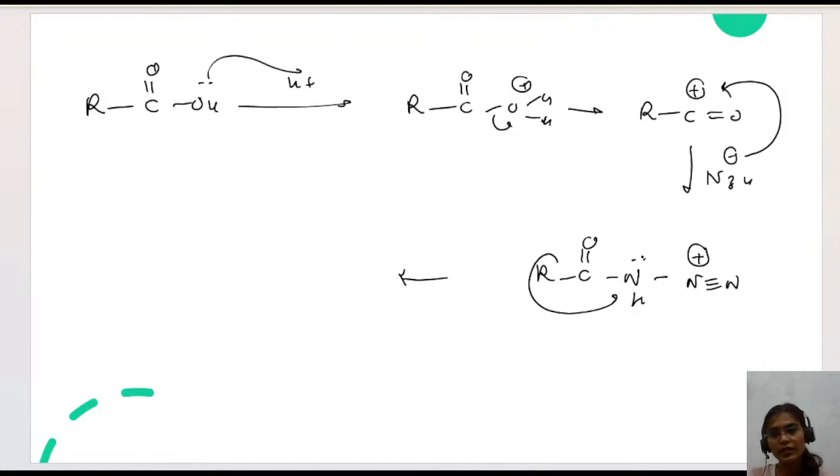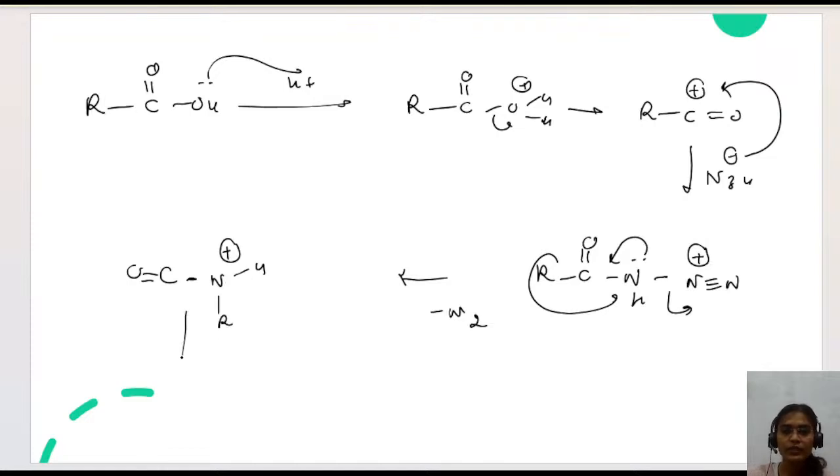This is simply attack here. This is how the bond opens up. The nitrogen molecule is going to be removed. N2 is there, and then this is a CO, and this is nitrogen connected with R, one more hydrogen, positively charged. The last step is the hydrolysis. After the hydrolysis, we basically get the primary amine plus CO2 molecule.